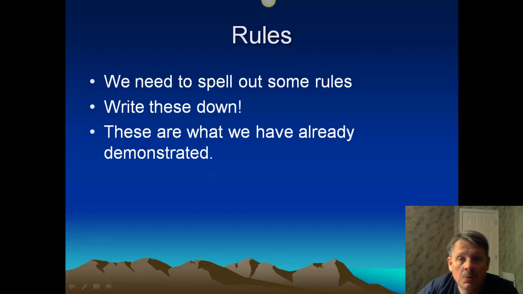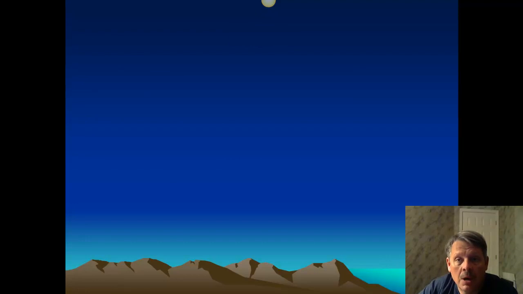The problem is to fill it we need some special rules. And I need to spell them out so that you're sure of what they are. So please make sure you write them down, and write down what they are. These are all things that we've already demonstrated. So you've already seen them, but we're now putting them down in writing.